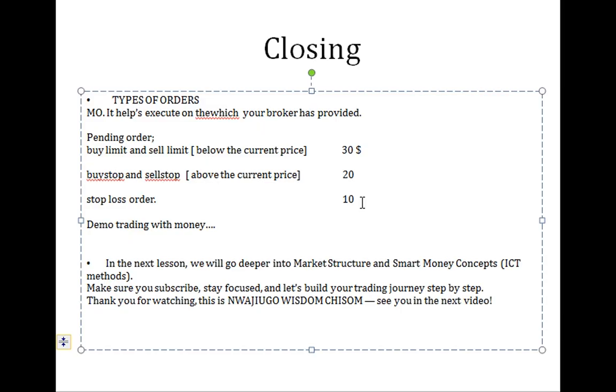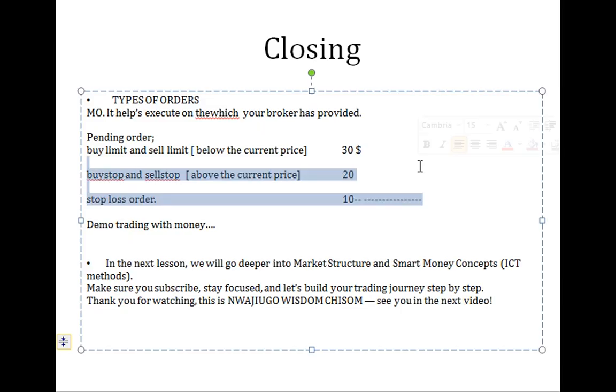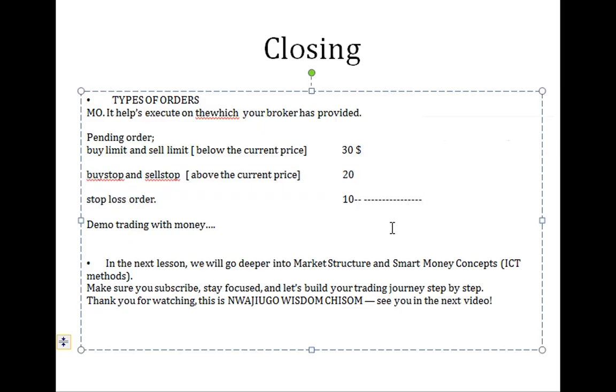It's called buy limit, placing your trade here. You set your buy limit like this. Let's say this is your buy limit. So the market will come down like this, tap it, then start going up. It's known as what? Buy limit. It is below the current price.